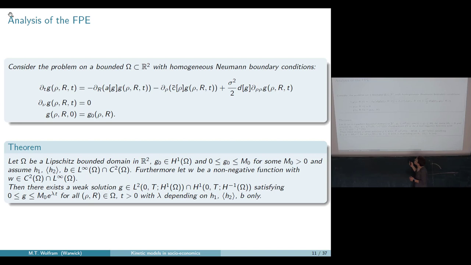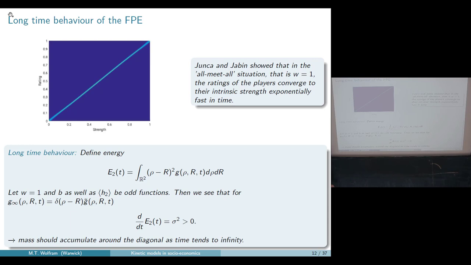What I wanted to show you now is how you can compute this, because I wrote a Jupyter script where you can show what's going to happen if we start with the original Elo model. What this plot shows you is the steady state. And Jabin and Junca, as I said, proved in their original work that the rankings will converge to the steady state.